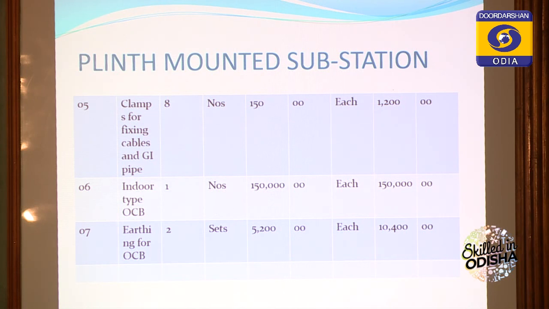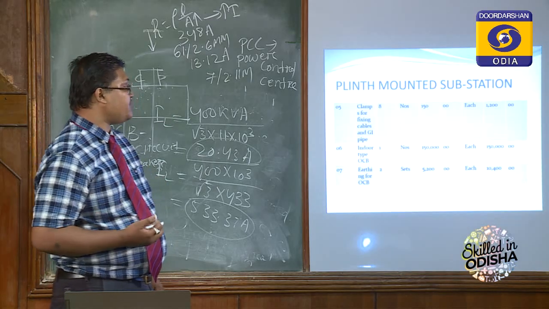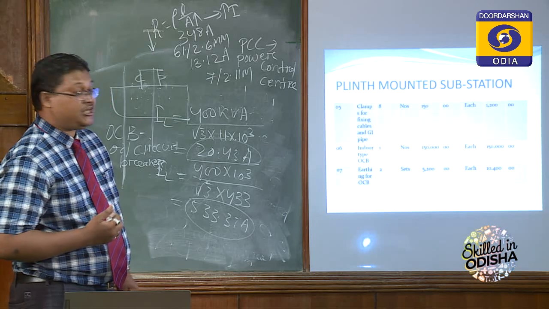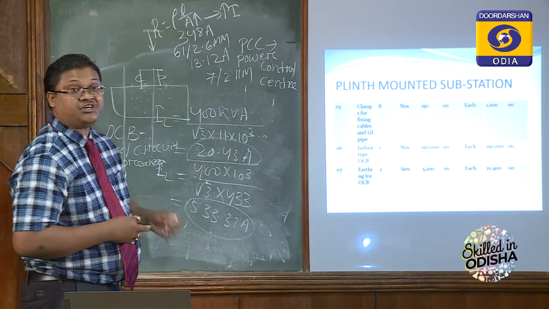And OCB also requires earthing. Wherever earthing is required, it is 2 sets. So here also for OCB we require 2 sets of earthing. Each will cost 5,200. So total will be 10,400.